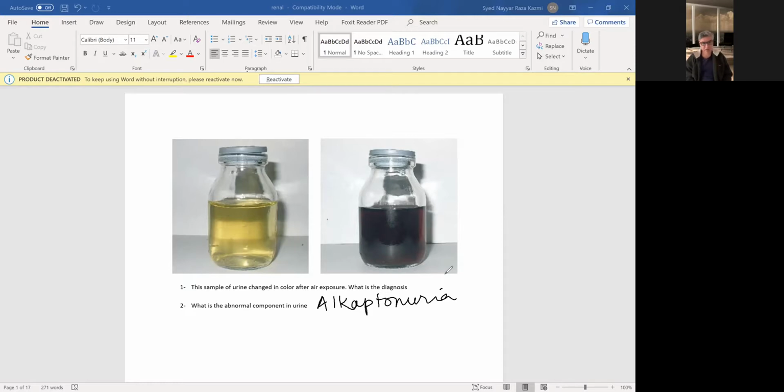The question: what is the abnormal component in urine? This component is homogentisic acid, which changes color to black when it's exposed to air. The deficiency is of the enzyme homogentisic acid dioxygenase. This disease is usually transmitted in an autosomal recessive manner, especially in consanguineous marriages.